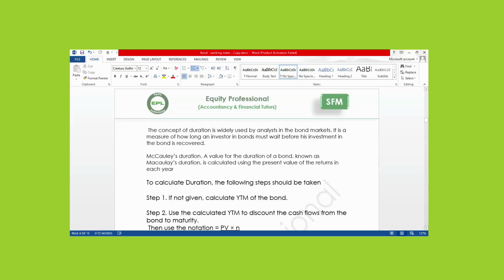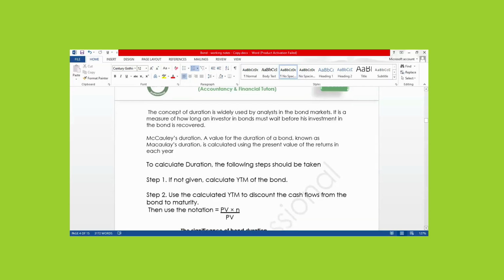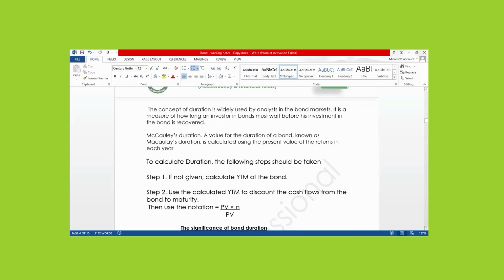To calculate duration, you have 3 steps to be taken when you are required to calculate duration. Step 1, calculate the YTM of the bond. If you are not given the YTM, calculate the bond yield to maturity.